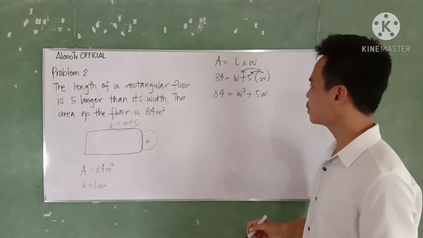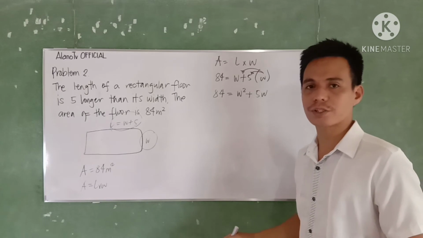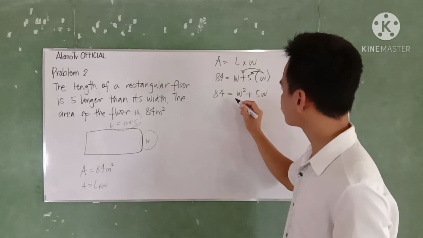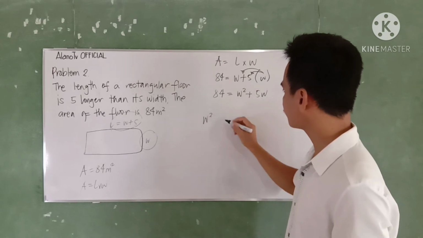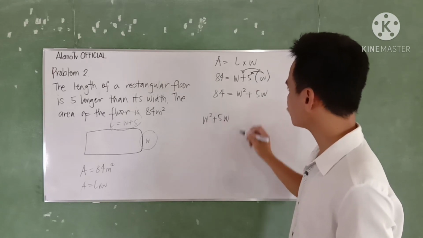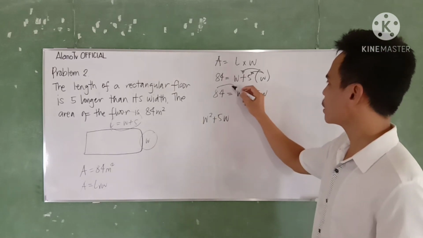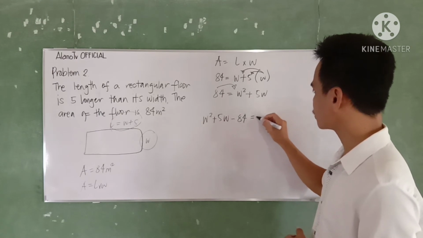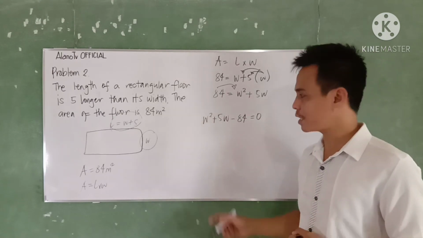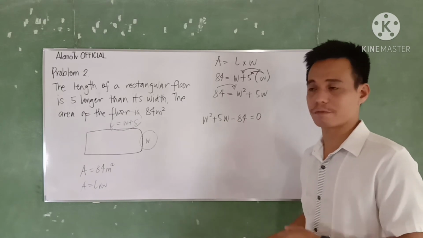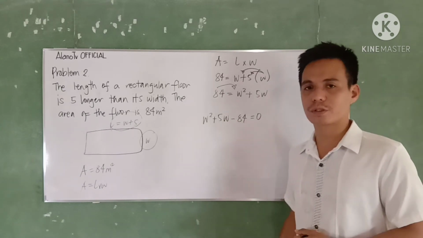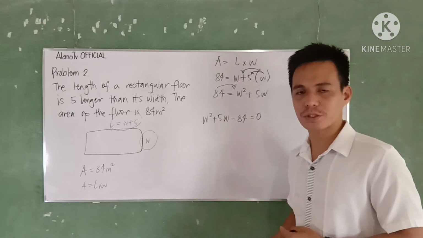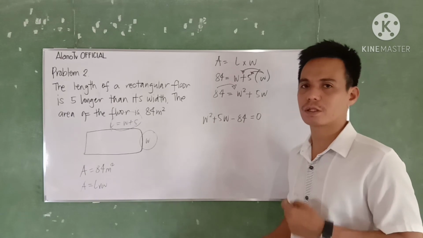5W. Let's just arrange this one into the standard form of a quadratic equation. So we have W squared plus 5W, transposing 84 to the other side, we have negative 84 is equal to 0. So there we have it, guys, our quadratic equation being formed. So now let's compute for its value. We can use different processes, but for the meantime, we will use factoring.